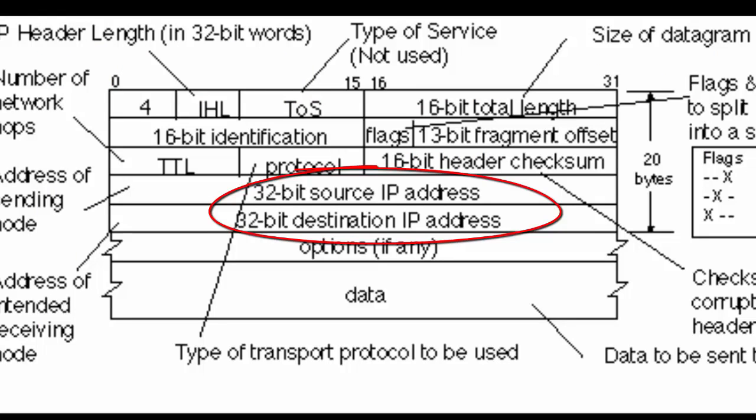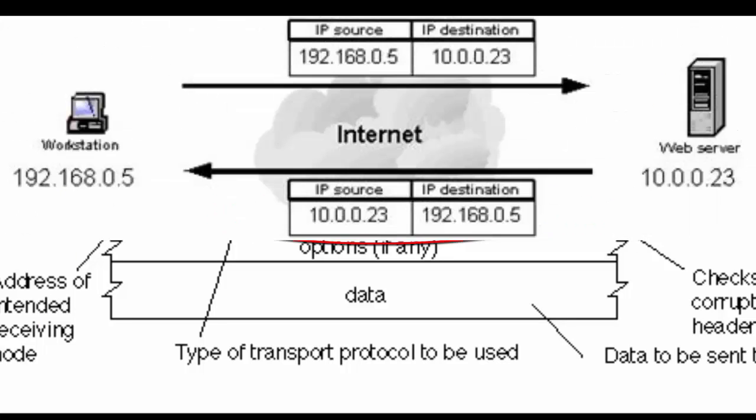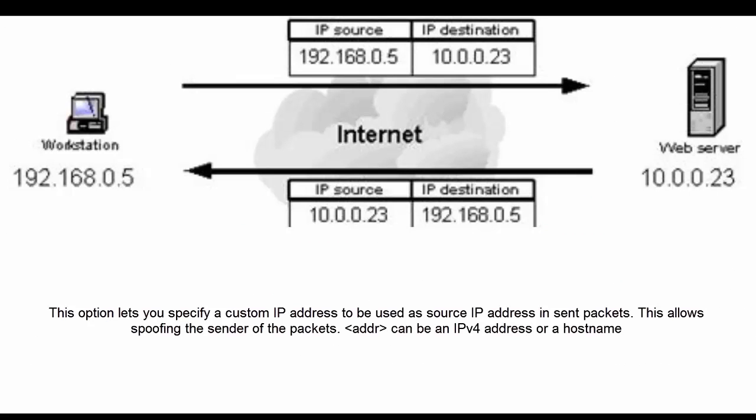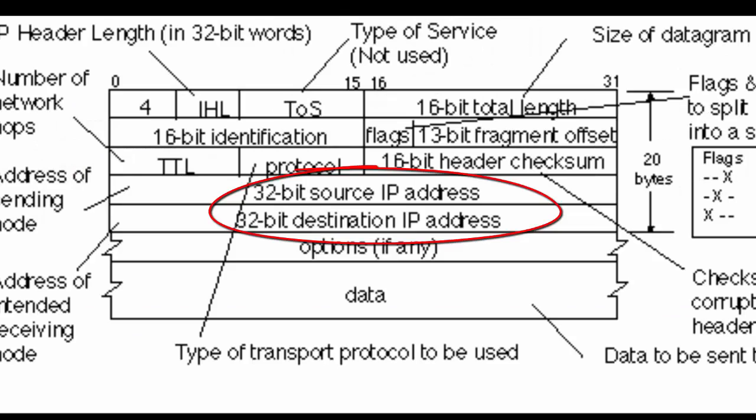So there is another thing about the source address and the destination address. The source address sets the source IP address. The option lets you specify a custom IP address to be used as the source IP address in the sent packet. This allows spoofing the sender of the packet. It can be an IPv4 address or a host name. The destination address is an IPv4 address indicating the receiver of the packet. As with the source address, this may be changed in transit by network address translation.